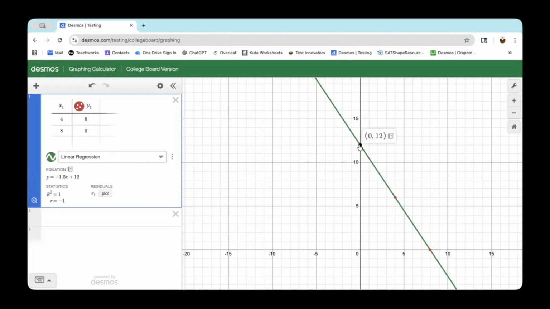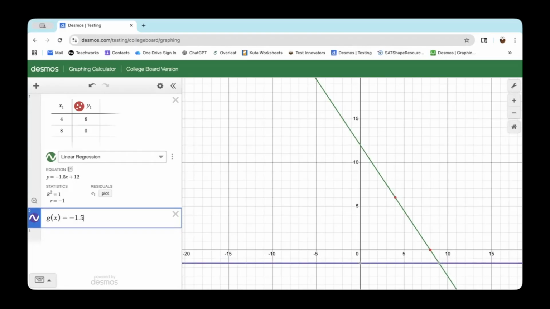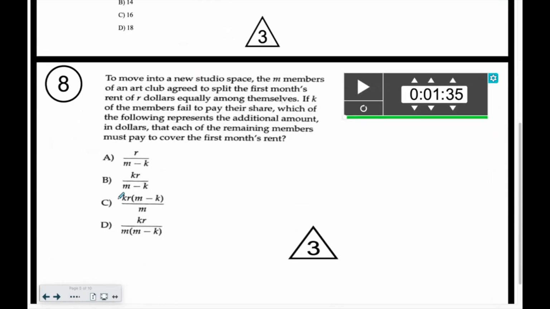And if you forget that, you just go up here and you see it crosses at 0, 12. So that's the value of g of 0. And even if that didn't make sense completely, you could just say g of x equals negative 1.5x plus 12, and you could do g of 0 and still get 12. So there are a bunch of different ways, but the more you understand the concepts, the quicker you can be with Desmos and getting the answer really quickly. Okay. This is a pretty tough one, so I'll give you the time for this one.